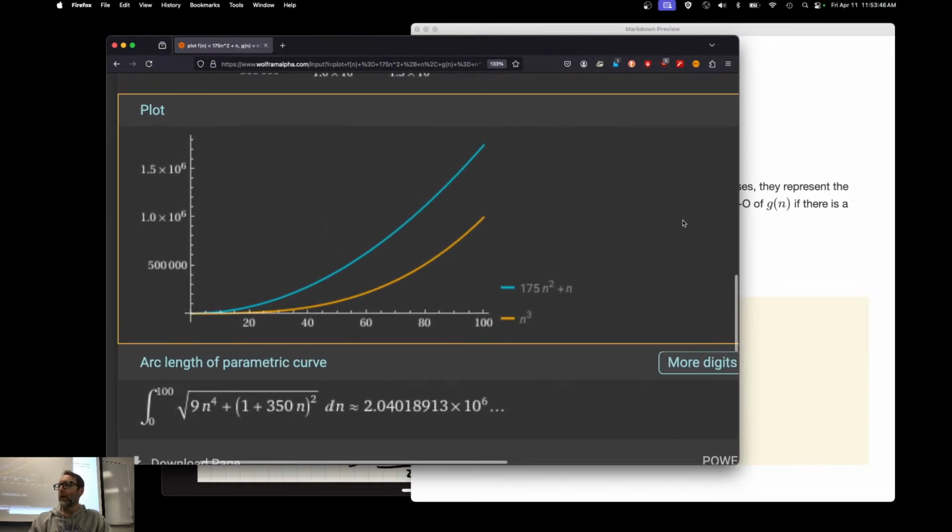From that appearance alone, which one is the better function? Remember, the x-axis is input size and the y-axis is a resource measure. So if this is time, then higher means it takes more time, and lower means it takes less time. So what's your impression here? n cubed is better because it takes less time. But that's for small input sizes, up to 100.